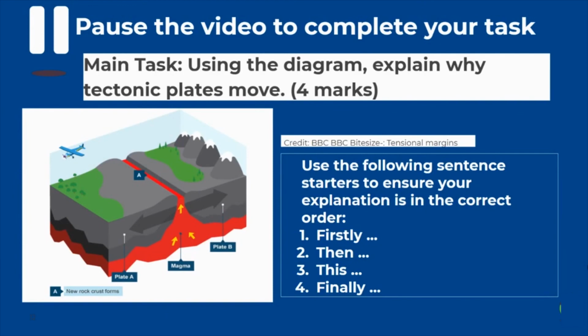They're probably not even what you class as sentence starters, but they're what you do to show that you are doing things in the correct order. So firstly, this happens. Then this happens. This then leads to, or this means that, and then finally. Now, if you use those, you are essentially time stamping your answer. And that means you're going to be getting it in the correct order. So pause the video now, use the diagram that you created earlier in the session to help you if you need to. And then when you're ready, come back and we will go through the answers.